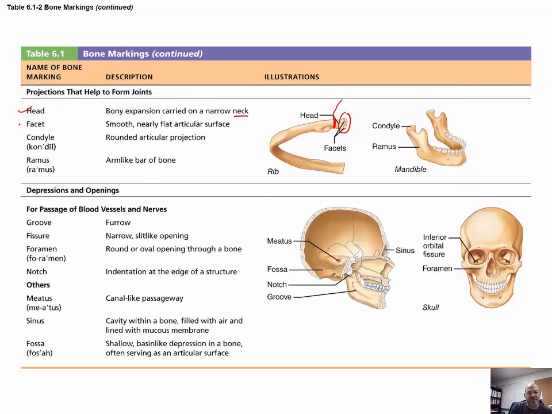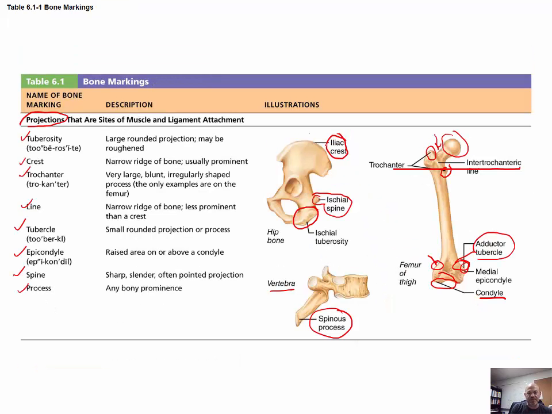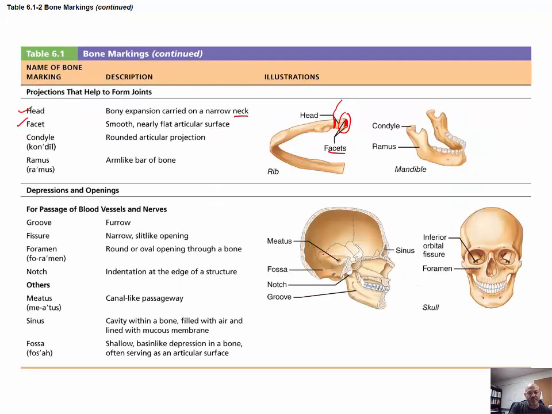Then we have facets. And facets are going to be smooth, nearly flat articular surfaces. So right there on the head, there's a smooth surface that is going to be called a facet. We also have facets. Examples would be here on the vertebrae. There's a facet right there, and right there, which help the vertebrae articulate with either other vertebrae or the ribs that connect to some of the vertebrae in the thoracic region.